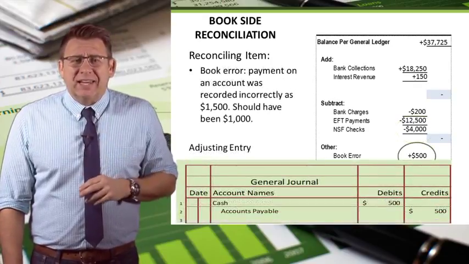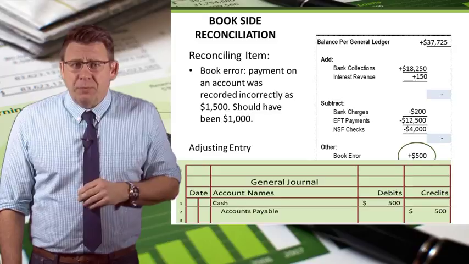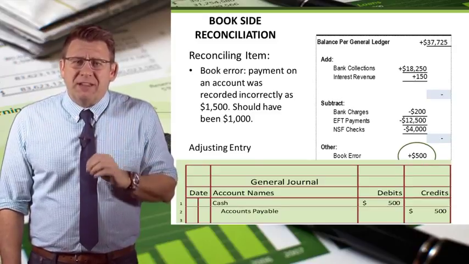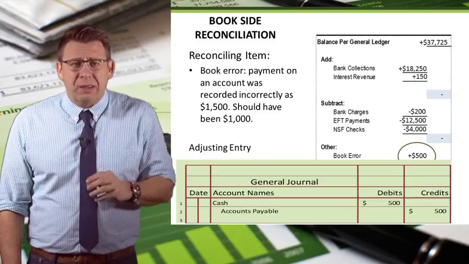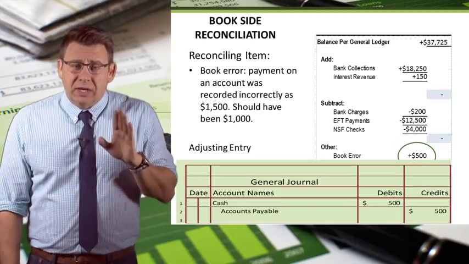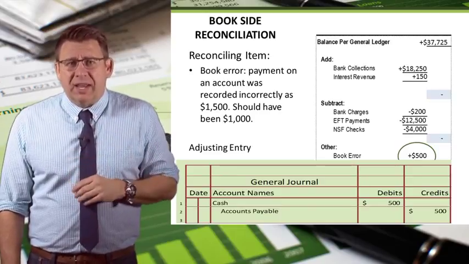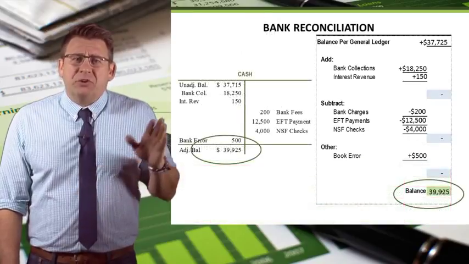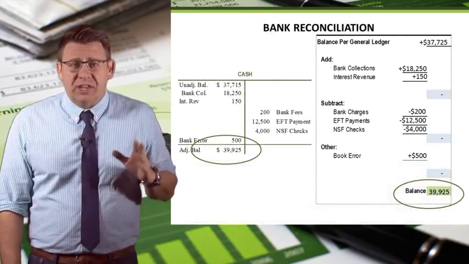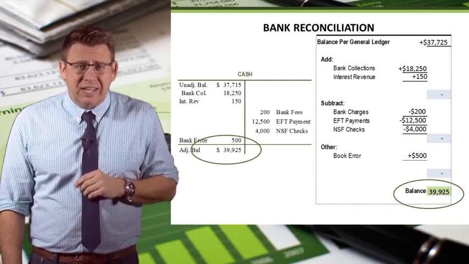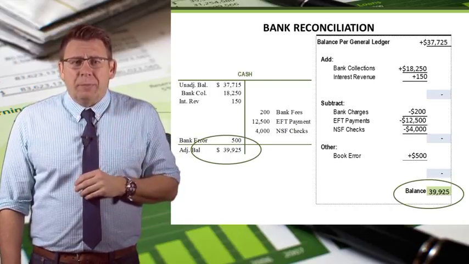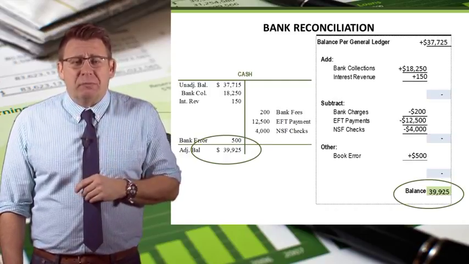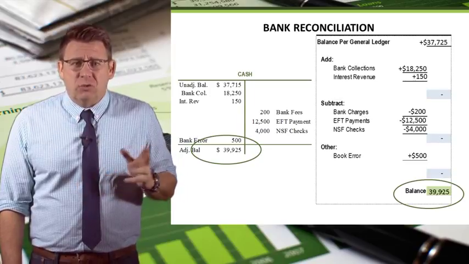The final reconciling item is a book error. In this case, we recorded $500 too much for a payment. So we would debit cash and credit accounts payable for $500. After we post these adjusting entries, you can see the adjusted trial balance for cash is equal to our bank reconciliation amount of $39,925.